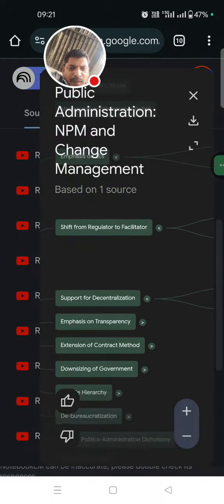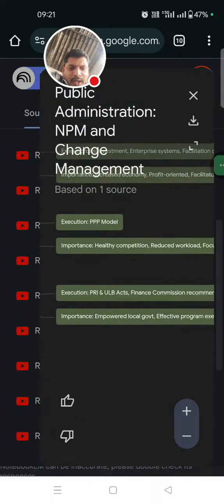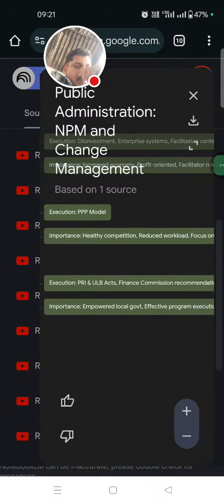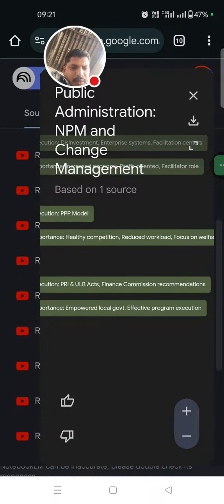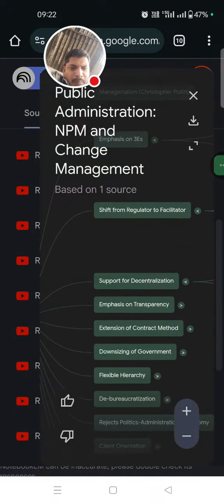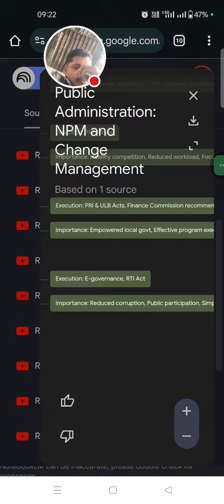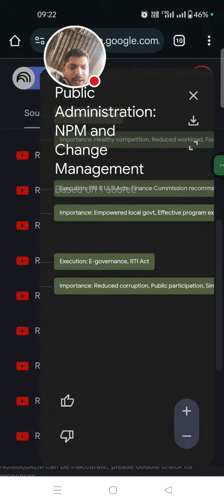Then the support for decentralization, with execution like PRIs and ULBs and Finance Commission recommendations, and importance in empowered local government and effective program execution. Then the emphasis on transparency, with execution through e-governance and RTI, and importance in reduction of corruption, public participation, and simplified process.